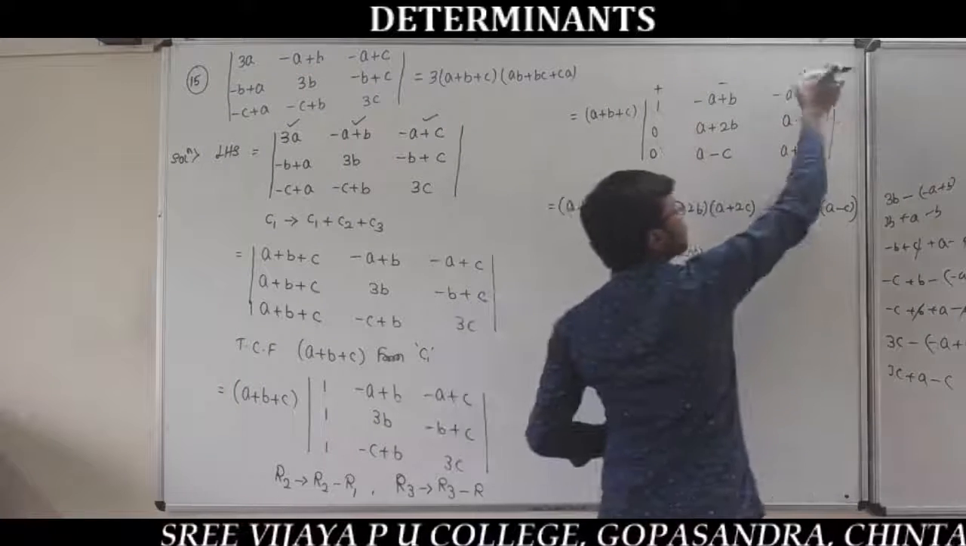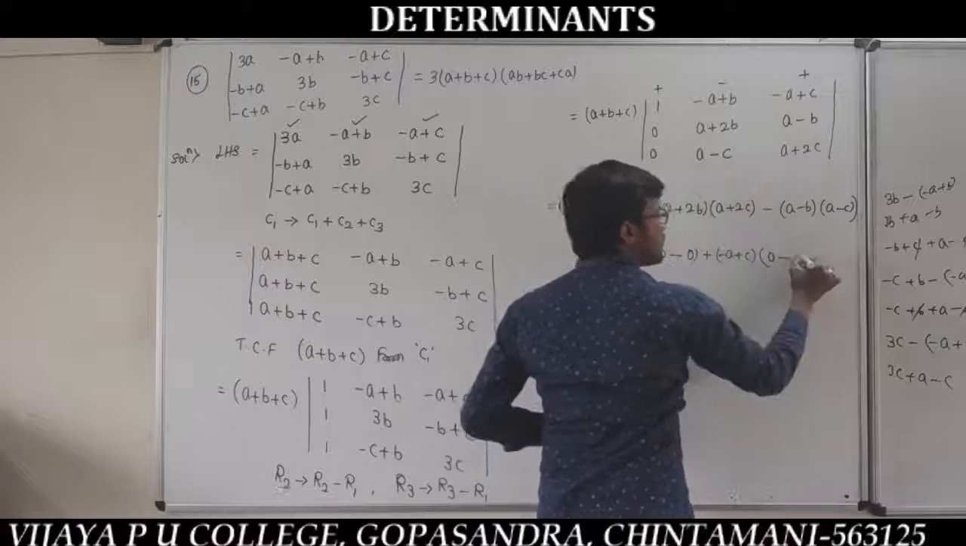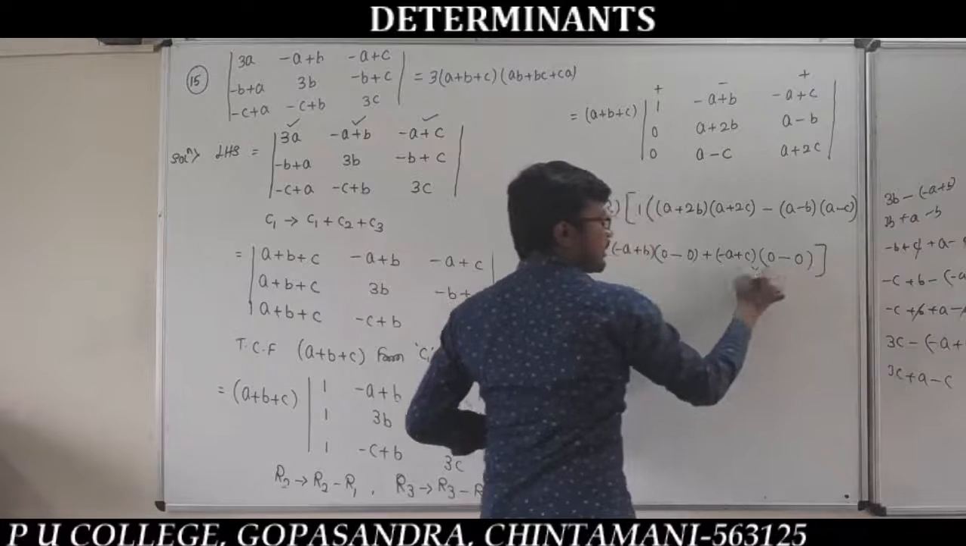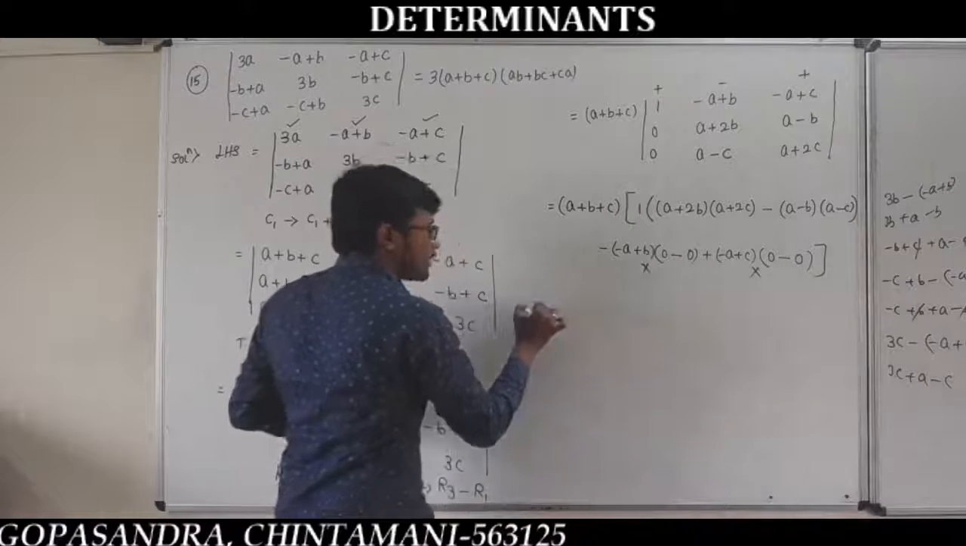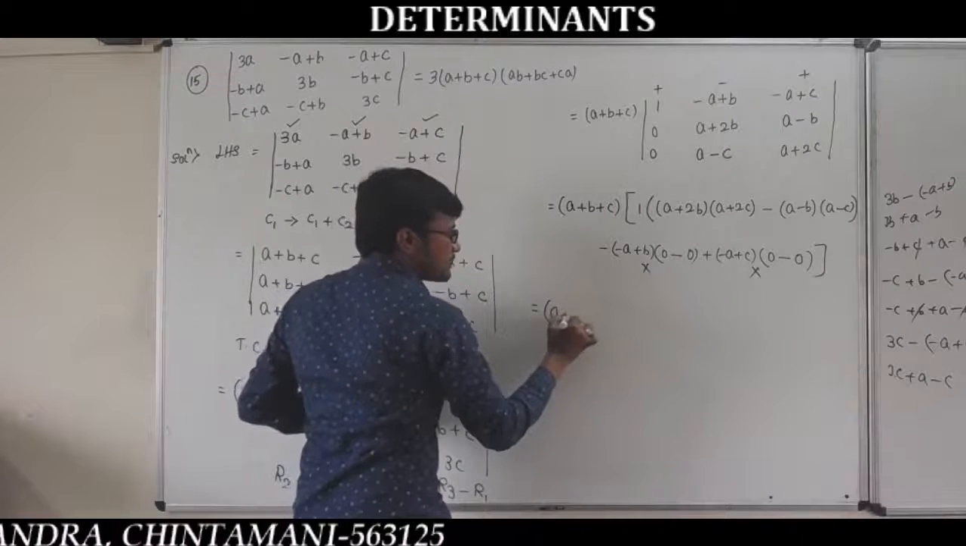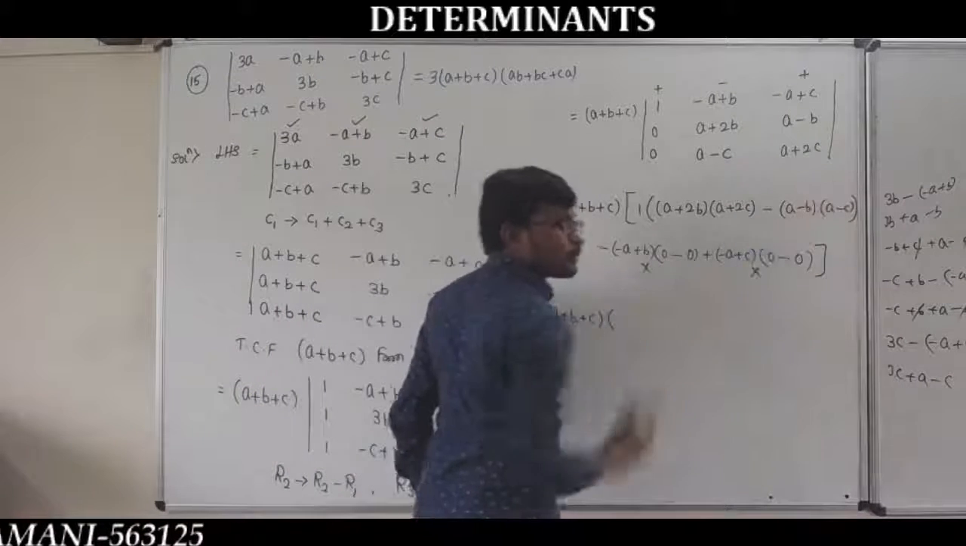For this you can do the first row, third column. 0 into A minus is 0. Minus again 0 into A plus 2B, that also becomes 0. So this entire term becomes 0, right? So you get only this term here. So that equals A plus B plus C. If you multiply one with the other, you get both are the same only.